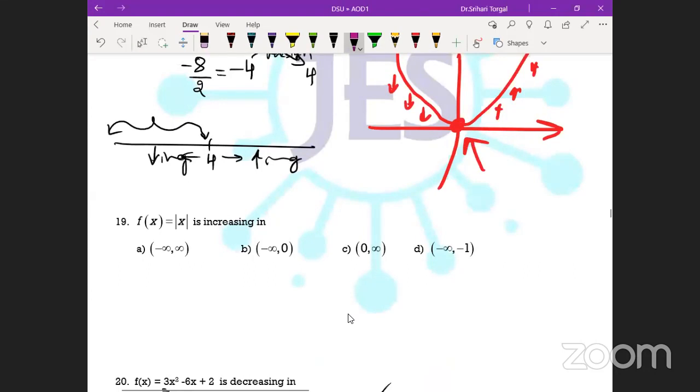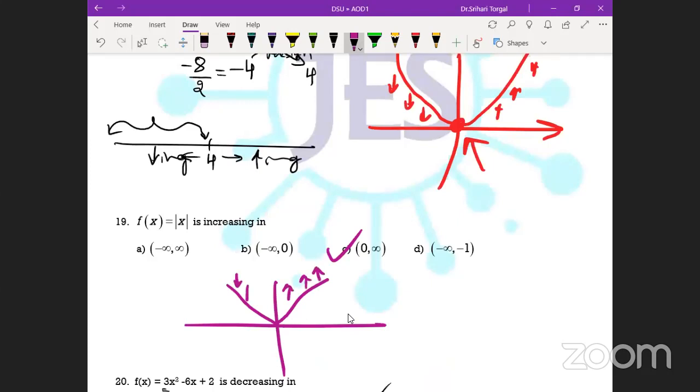Yes, mod x is increasing. We know the graph of mod x, right? And it is increasing in 0 to infinity. Option C is the right answer. You can see this is increasing and here it is decreasing, right? By looking at the graph, you can decide. Don't go for differentiation or any other thing.